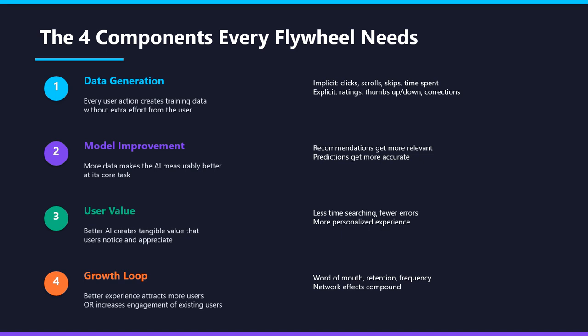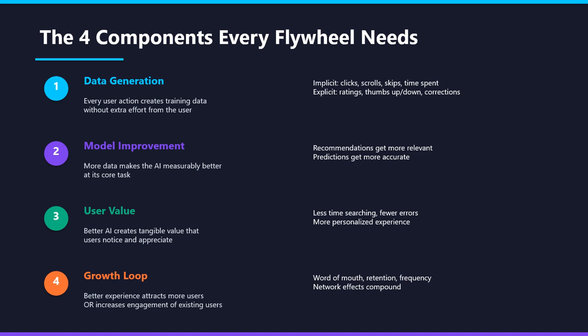And component 3, user value. Better AI must create tangible value that users notice and appreciate. If your model improves from 80% to 85% accuracy, but users can't tell the difference, then the flywheel breaks, right? The improvement needs to translate into a better experience, like less time searching, more relevant results, and fewer errors.